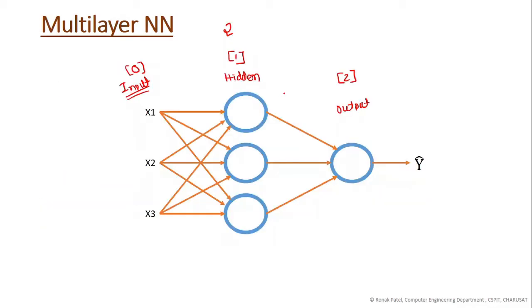Okay, so just remember this notation. Input, hidden, output layer, and number of layers, if you want to say, then count from the first hidden layer to the output layer, right? You need not count the input. And how many hidden layers? Right now we have only one hidden layer. Whatever you have between input and output, that is your hidden layer, right?